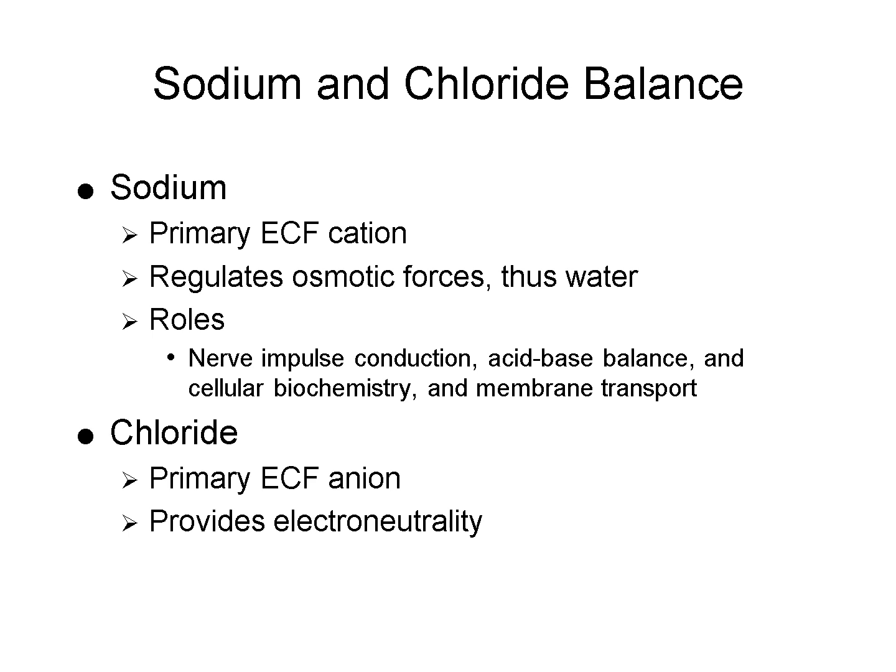Sodium is the primary cation found in the extracellular fluid. It plays a critical role in regulating osmotic forces, which directly control the movement and distribution of water within the body. Sodium is essential for processes such as nerve impulse conduction, maintaining acid-base balance, supporting cellular biochemical activities, and enabling membrane transport. Chloride, on the other hand, is the primary extracellular anion. Its main role is to provide electroneutrality by balancing the positive charges of cations like sodium, thus contributing to the stability of the body's fluid and electrolyte environment.